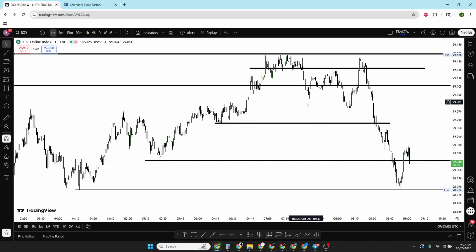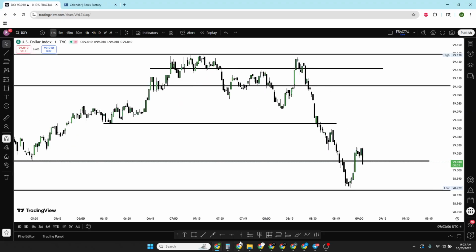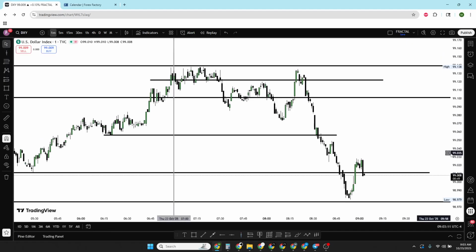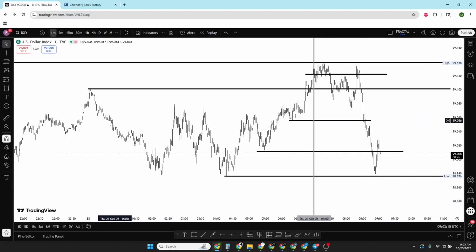I know it looks like a bunch of lines, but we're going to clear it up for you guys right now. So we have the 7 a.m. open. This was our old high on the 1-minute chart or on the hourly. We trade above it. We open at 7 a.m. here.